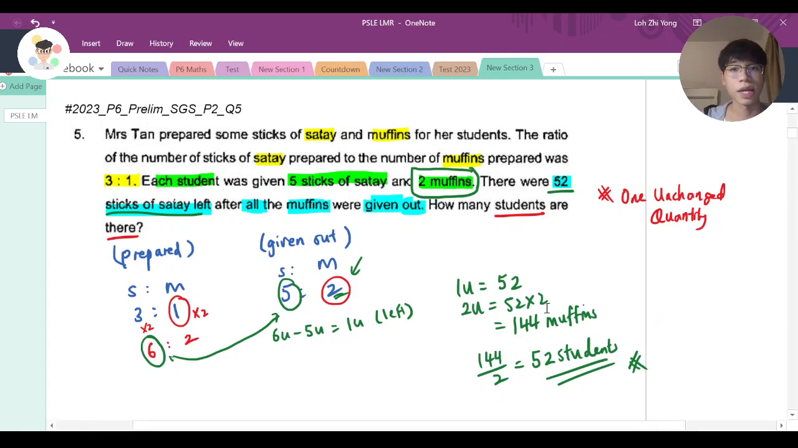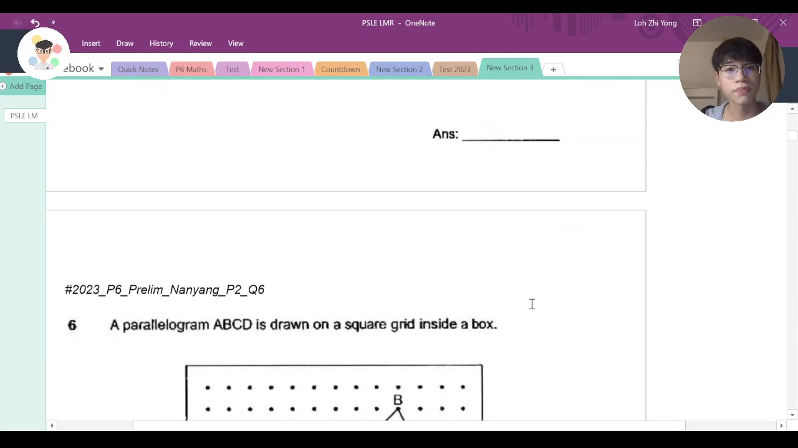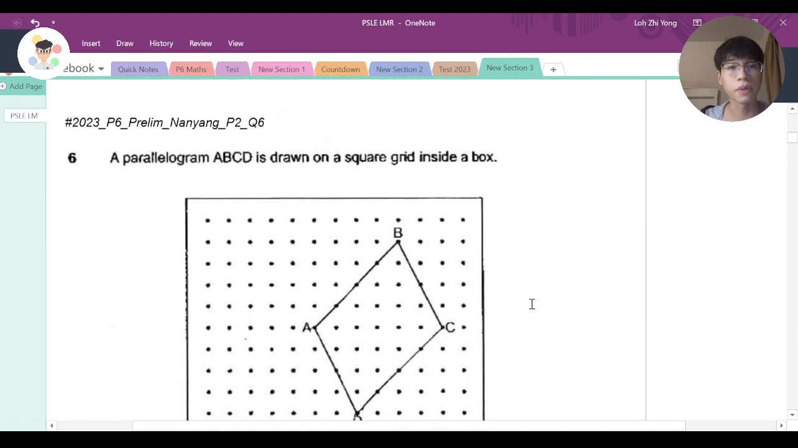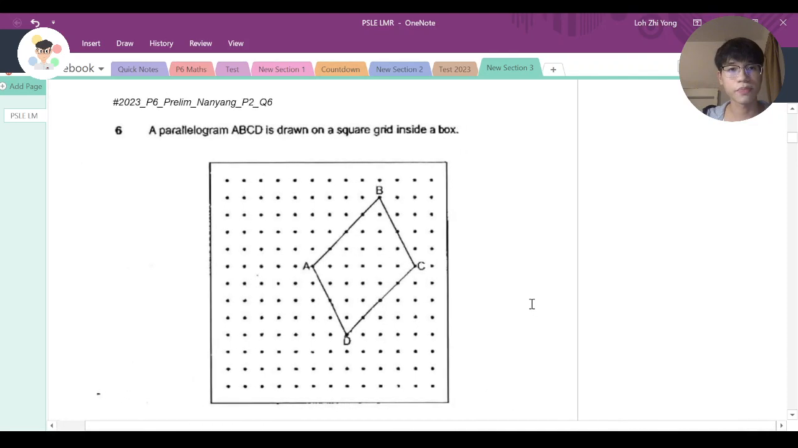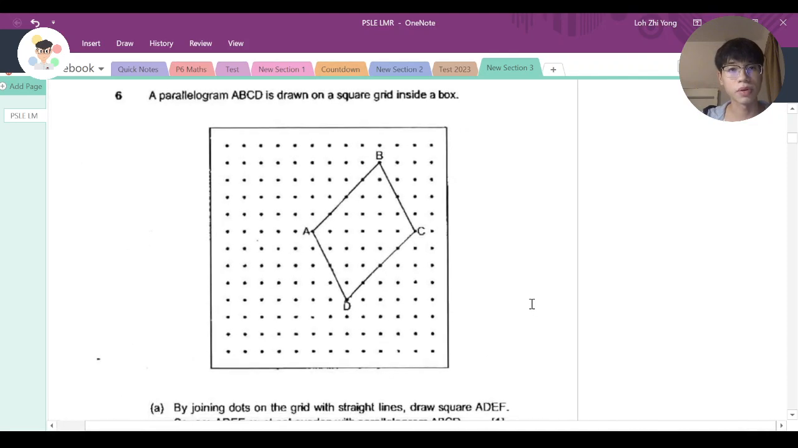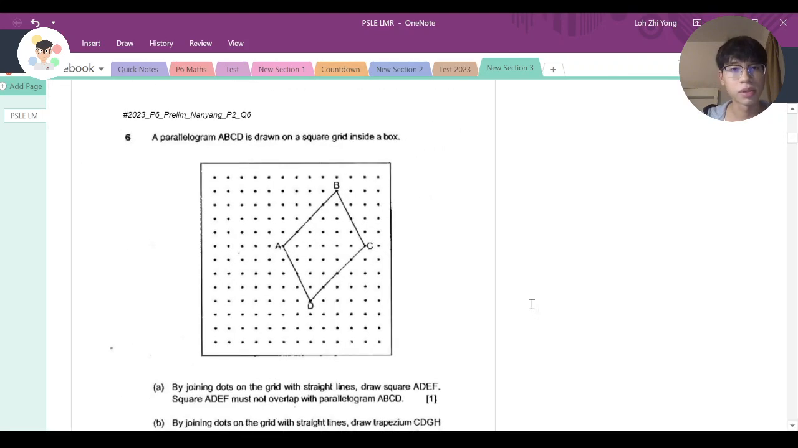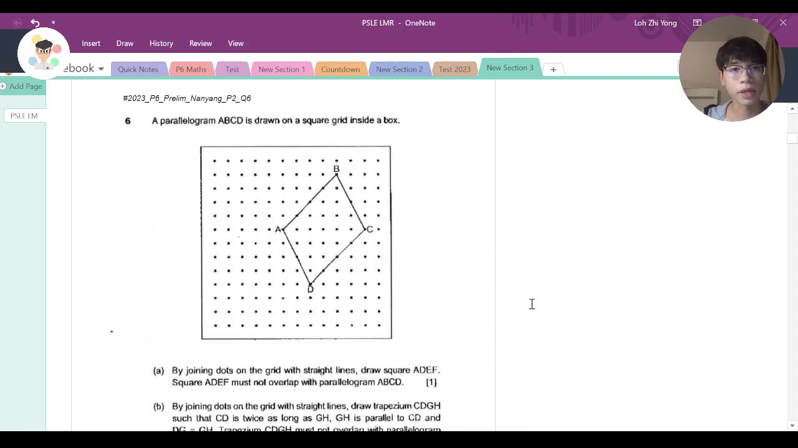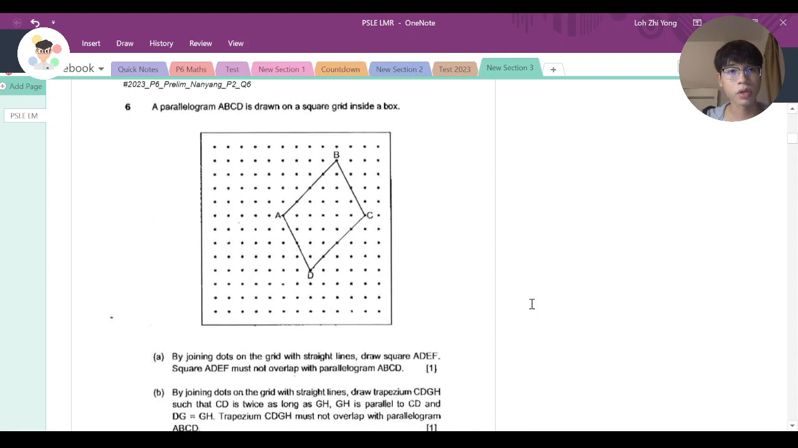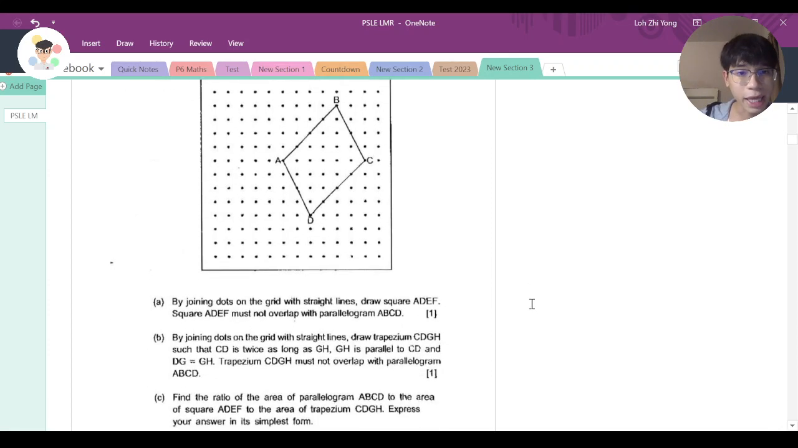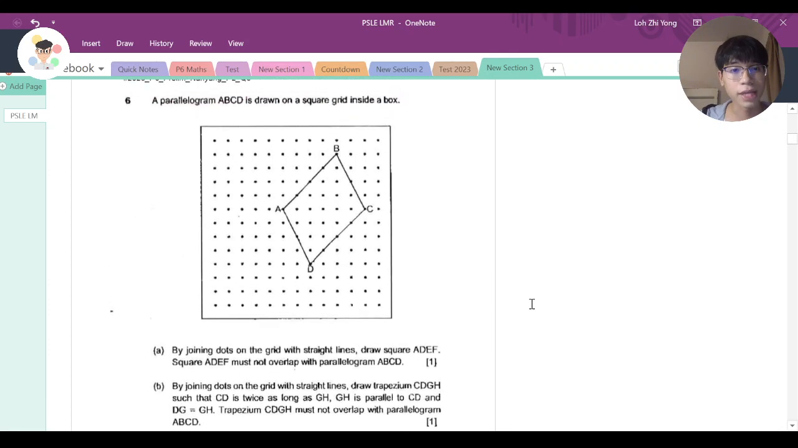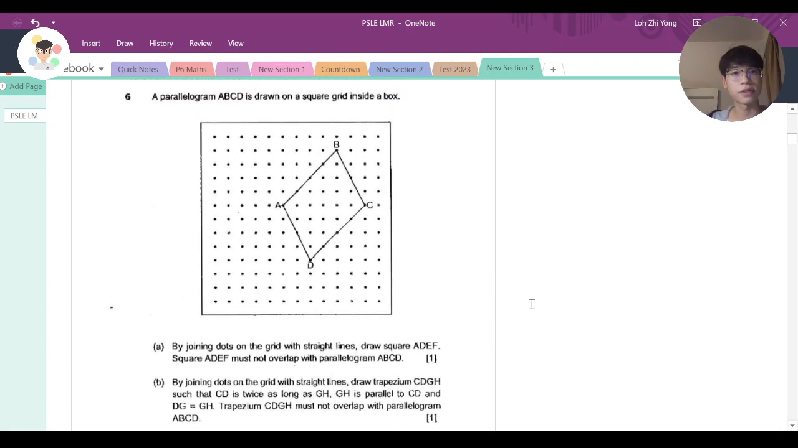Okay, so let's move on to the next question from Nanyang paper 2, question 6. Okay, let me make it smaller. Okay. So basically this question has part A, part B, and part C. So let's try to focus on parts A and B first.